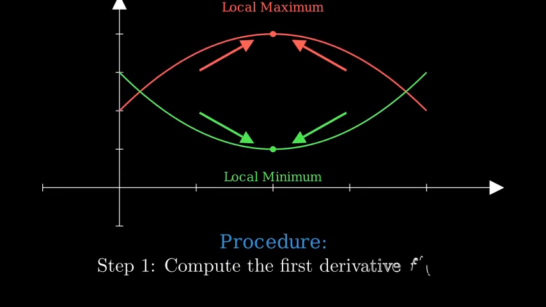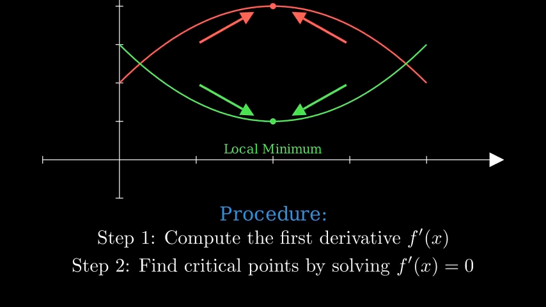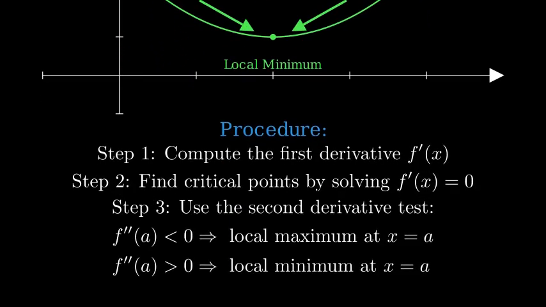First, compute the first derivative of your function. Second, find the critical points by solving the equation f'(x) = 0. Third, use the second derivative test at each critical point to determine whether it's a maximum or minimum.